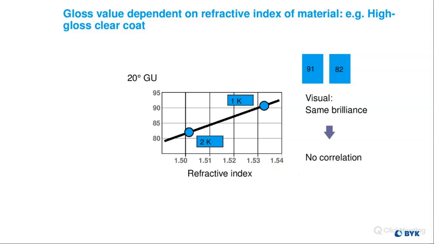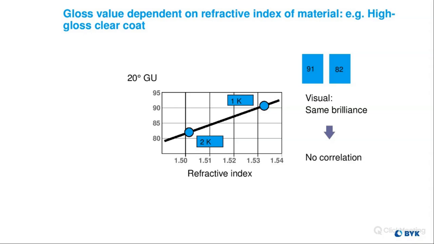Because of this difference, we're having a different absorption factor occurring in one of these samples. So when we measure them, even though they visually look the same, because they have a different refractive index in the material, we're going to end up with different results because not all the light is able to bounce off of the sample like the 1K clear coat.